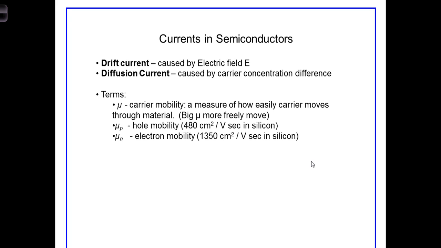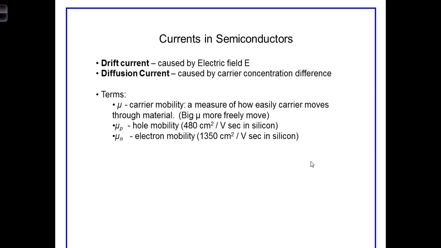In this video, we're going to discuss the mechanisms involved with current flow through a semiconductor device. We can break the current flow in a semiconductor down into two different components corresponding to two different force mechanisms driving the charge. Those force mechanisms are what is known as the drift current, which is a result of the electric field, or an electric field creating a force on the charge equal to the charge times the electric field.